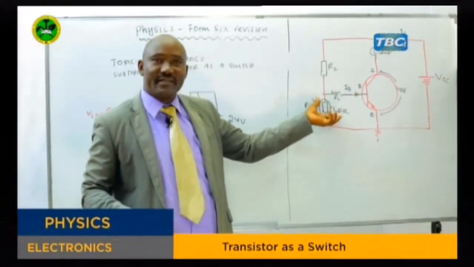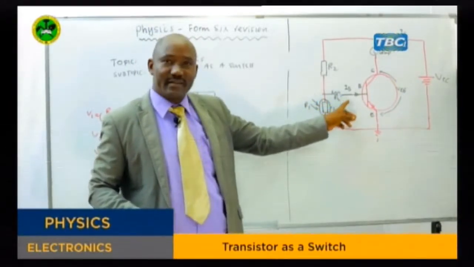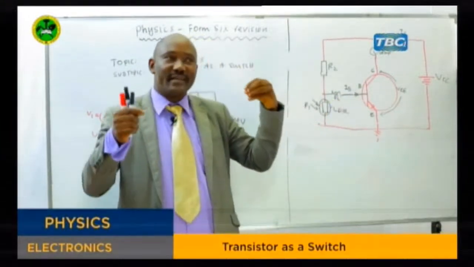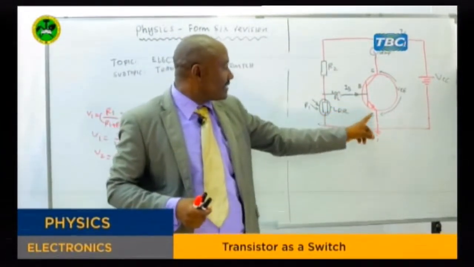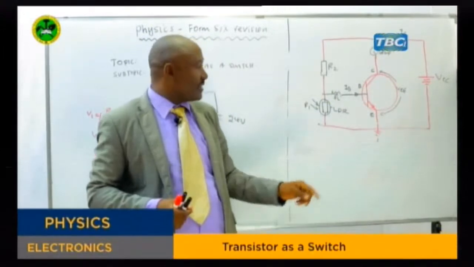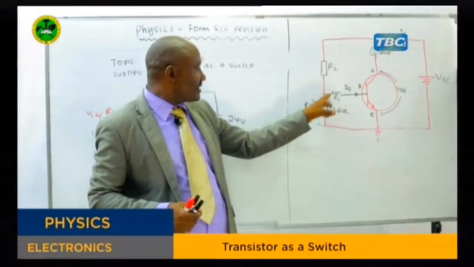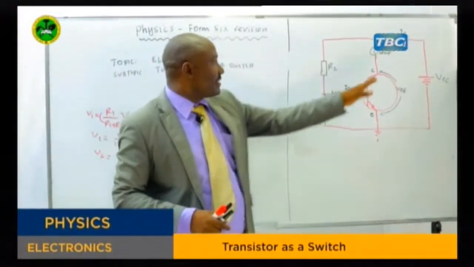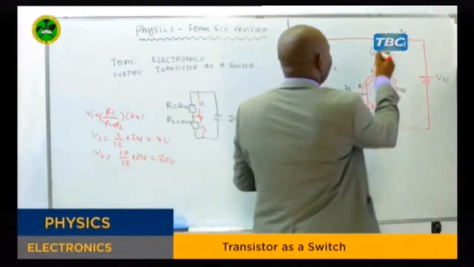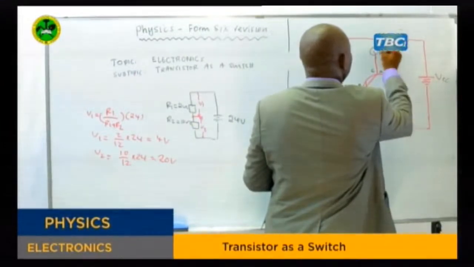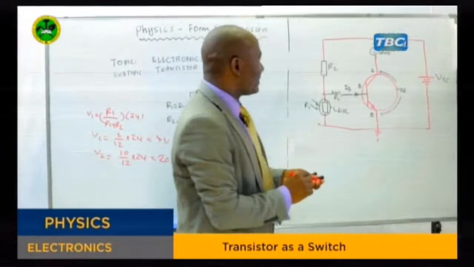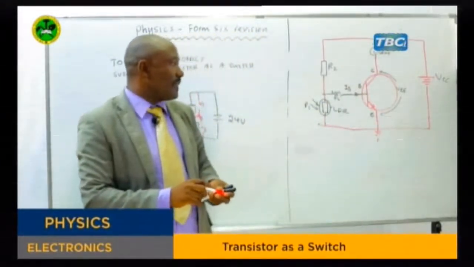This voltage will be sufficient to produce the base current. And remember, we said a current will be produced where this has sufficient voltage to overcome that voltage across the junction. So the voltage across here will be sufficient to produce the base current. As a result, the current will be flowing through the circuit, and the lamps will be on.